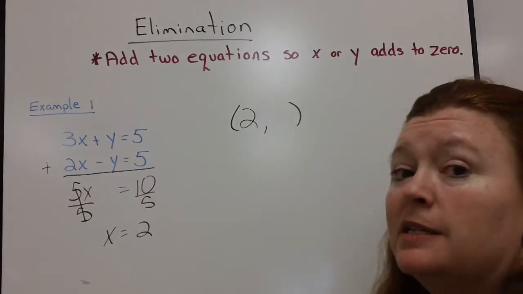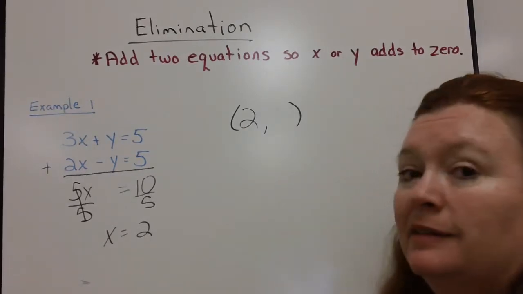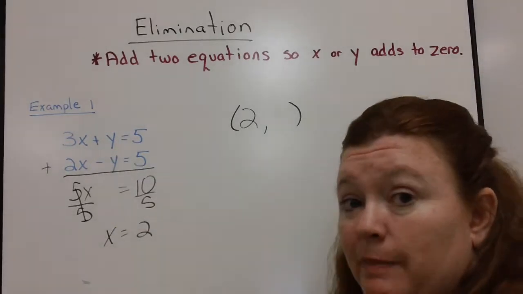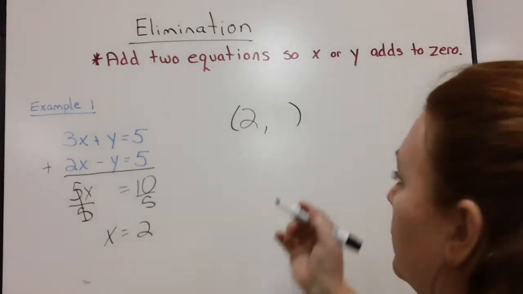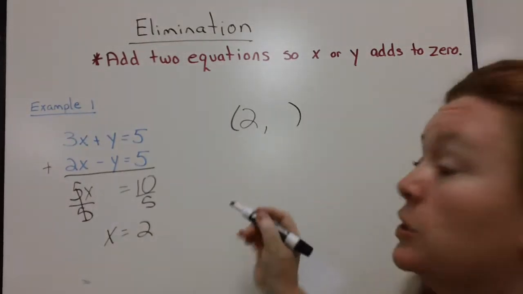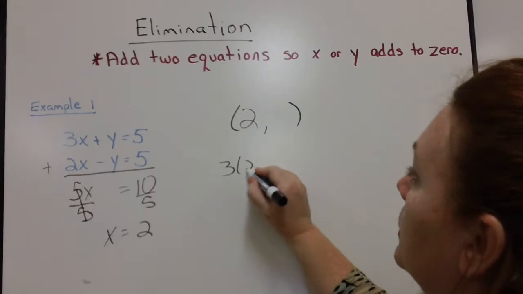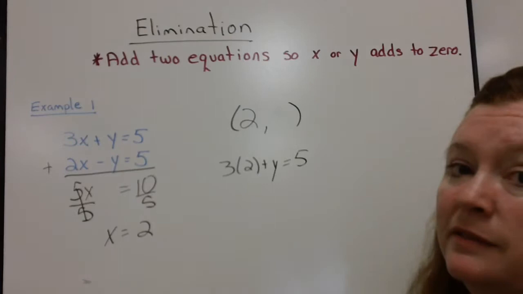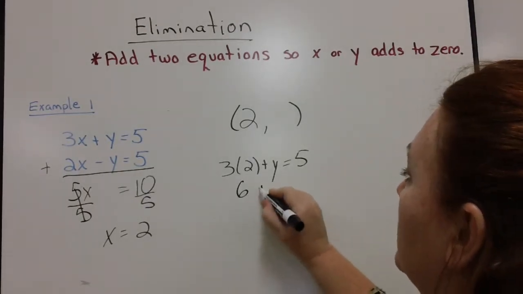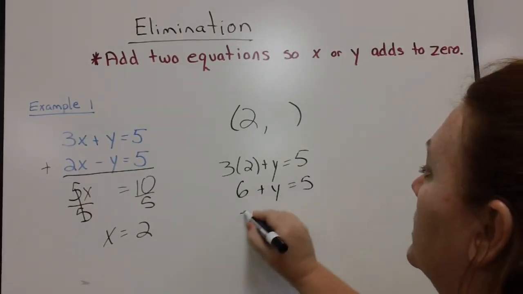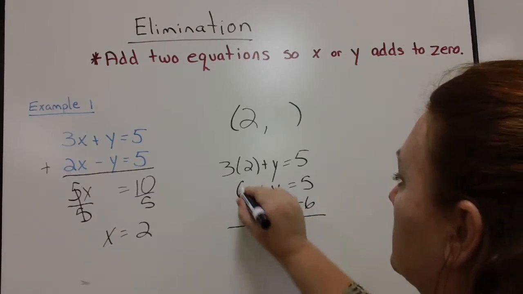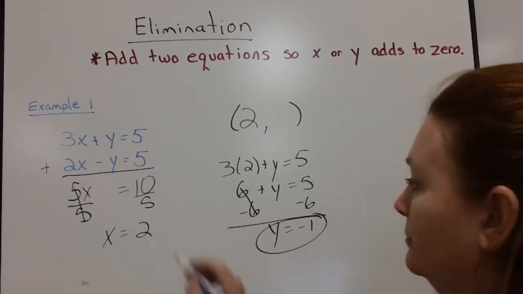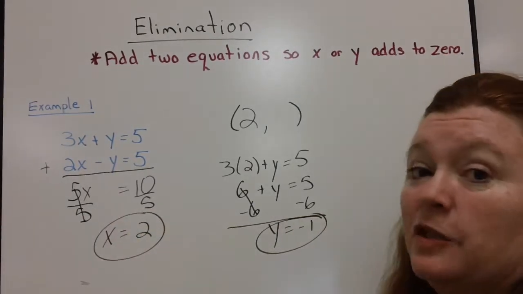So I still need to find y. How do I do that? I take this 2 and I plug it back into either equation. Doesn't matter. I should get the same answer for both. Let's try the first one. 3 times 2 plus y equals 5. 3 times 2 is 6 plus y equals 5. Subtract 6 from both sides, and y is equal to -1. Didn't circle that one. So there we go, I have an answer.